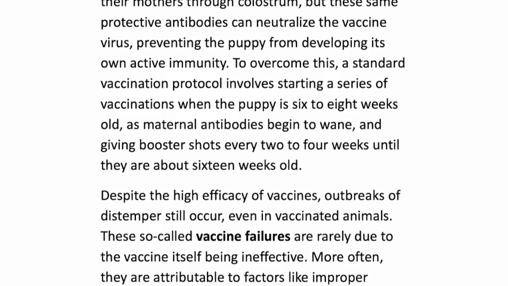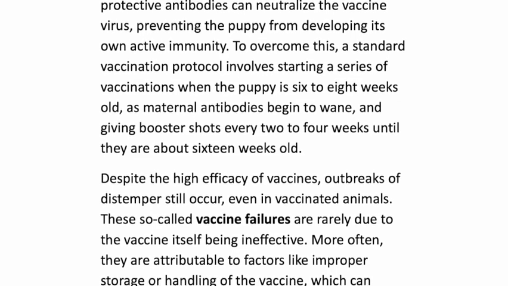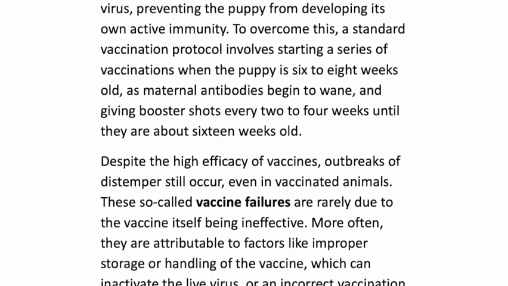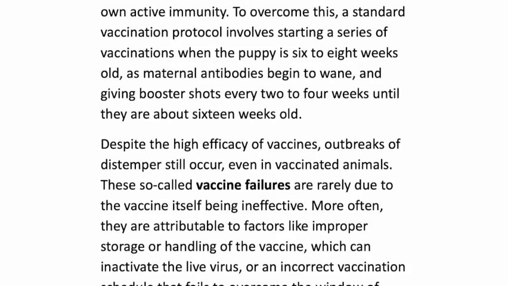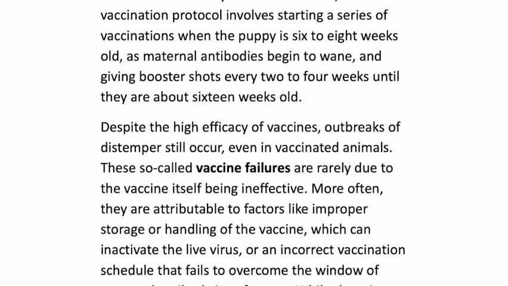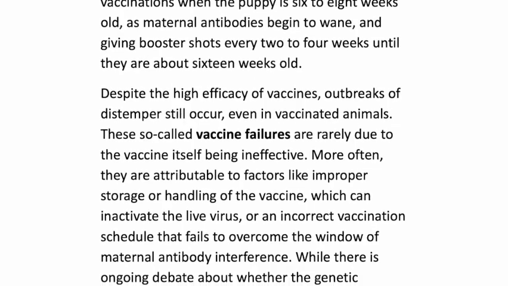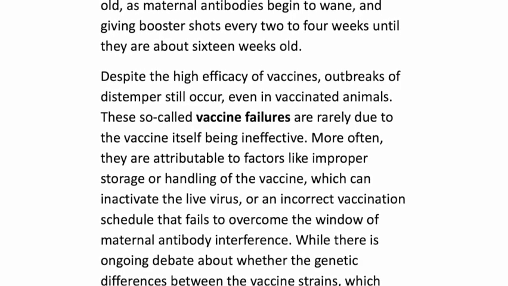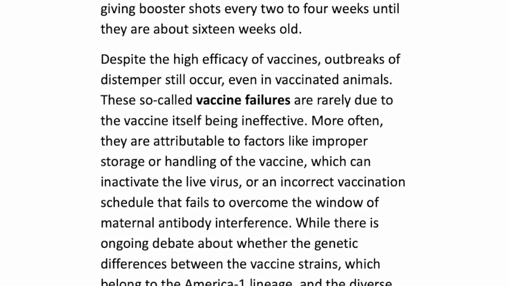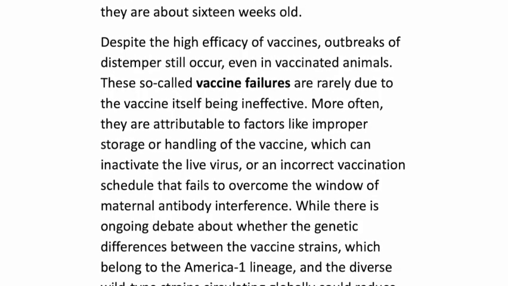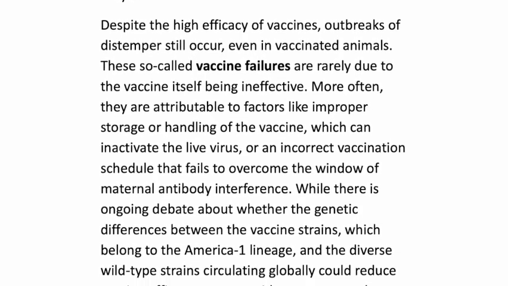Despite the high efficacy of vaccines, outbreaks of distemper still occur, even in vaccinated animals. These so-called vaccine failures are rarely due to the vaccine itself being ineffective. More often, they are attributable to factors like improper storage or handling of the vaccine, which can inactivate the live virus, or an incorrect vaccination schedule that fails to overcome the window of maternal antibody interference.